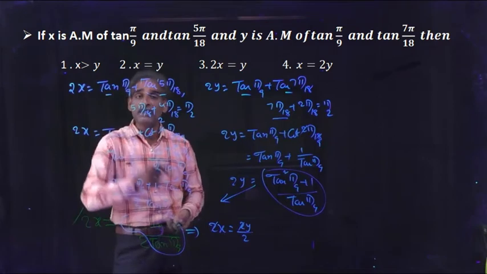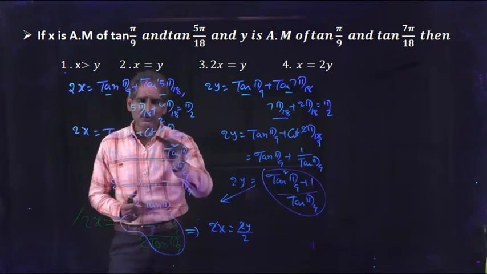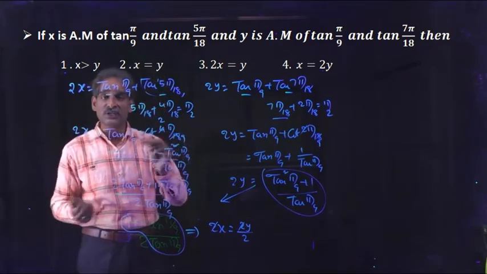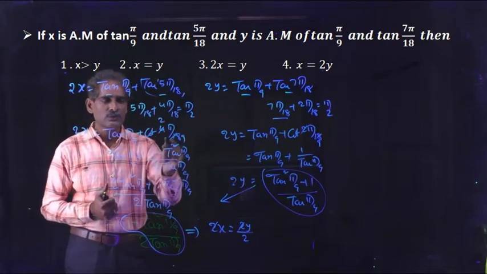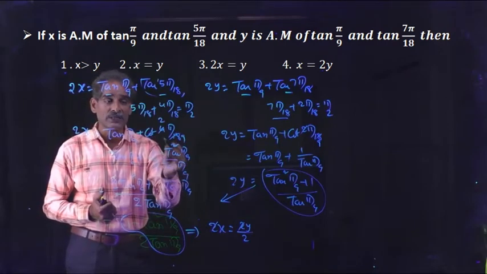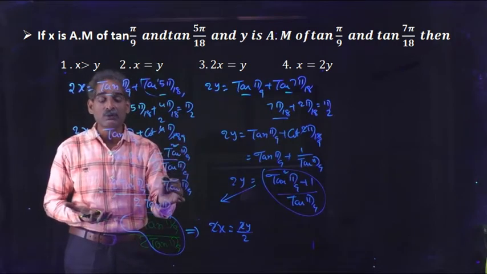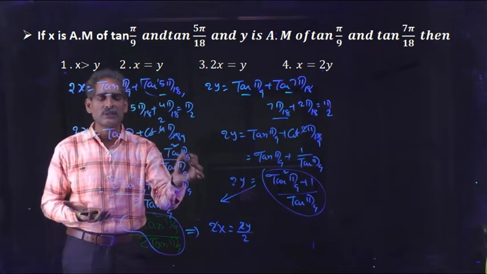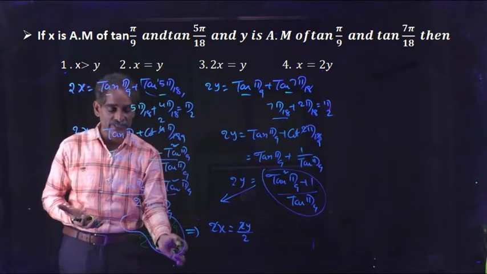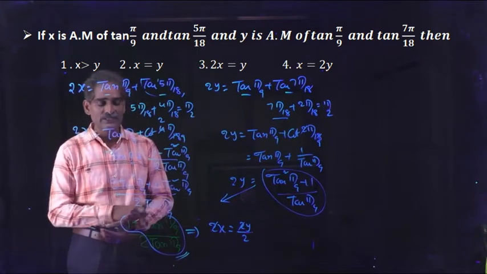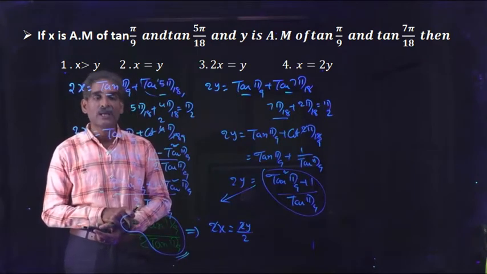Here tan pi by 9 is there. So try to express this cot 2 pi by 9 also in terms of tan pi by 9. So try to apply the tan 2 theta formula. Here cot 2 theta is there. We can write 1 by tan 2 theta. So tan 2 theta equal to 2 tan theta by 1 minus tan square. Just simplify. By simplifying we get here 1 plus tan square pi by 9 by 2 tan pi by 9.